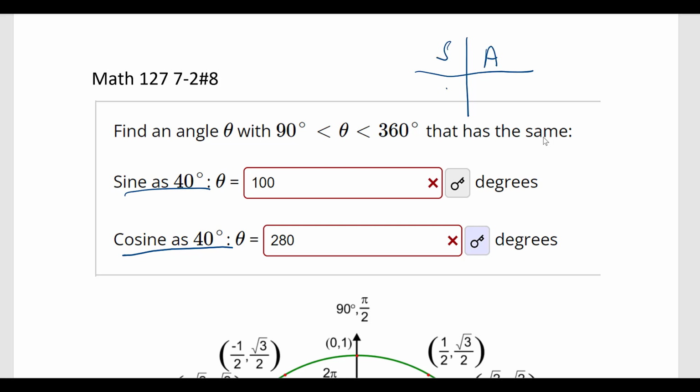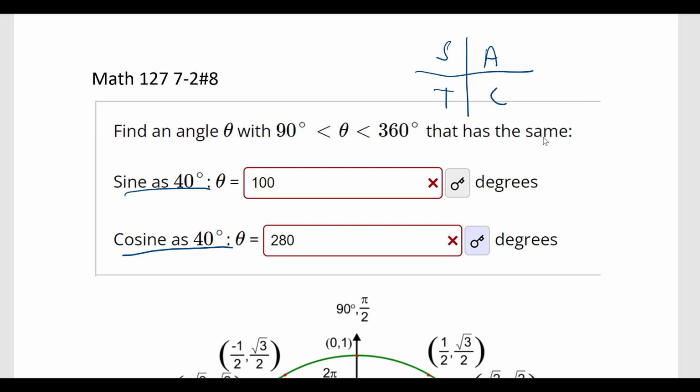If you make this type of diagram, all students take calculus, which is suggestive language for next year, this tells you in which quadrants these functions are positive. They're all positive in the first quadrant. Sine's positive in the second quadrant. Tangent's positive in the third quadrant. And cosine is positive in the fourth quadrant. And then you can relate it to the secant, cosecant, and cotangent if you want to.